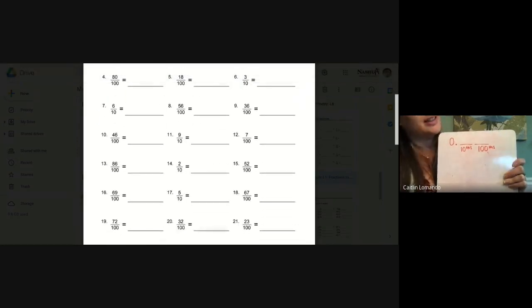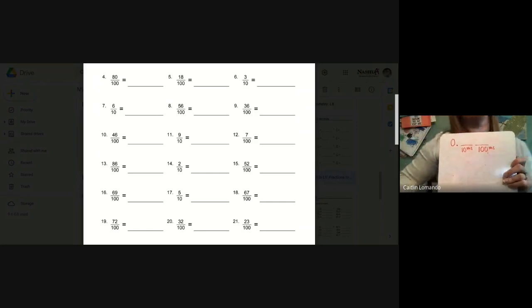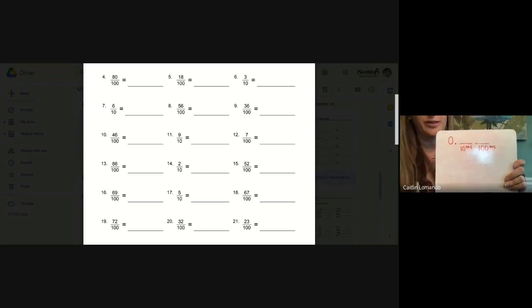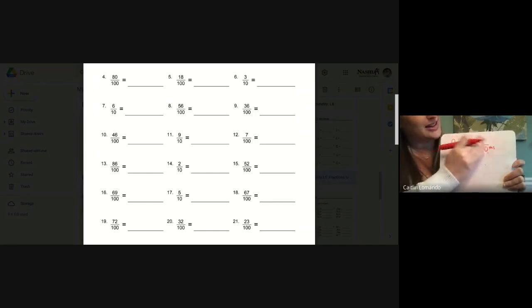36/100ths. Let's pause and think about how to write that. It should be 0.36. Awesome job. Let's look now at number 10, 11, and 12. We'll pause and write all of them.